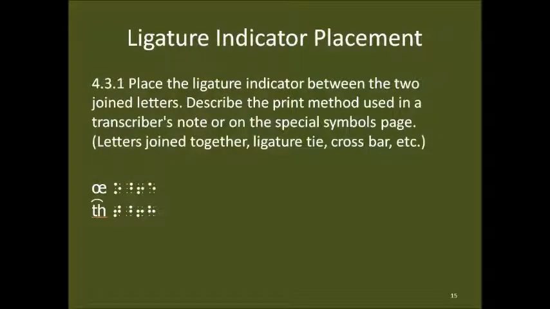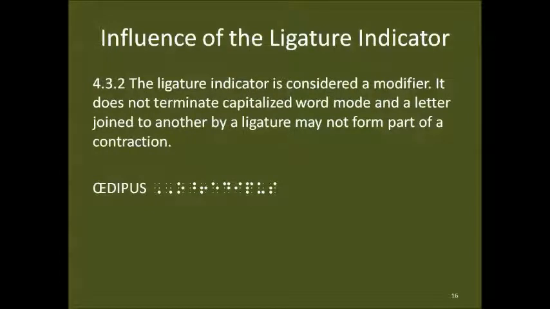We place the ligature indicator between the 2 joined letters, not before them. Describe the print method used in a transcriber's note or on a special symbols page, because there are different ways of representing them in print, but we're only using one Braille symbol. We need to specify what we're using that Braille symbol for. So we need to say whether the letters are joined together, whether they have a ligature tie or a crossbar or some other method. The ligature indicator is considered a modifier.